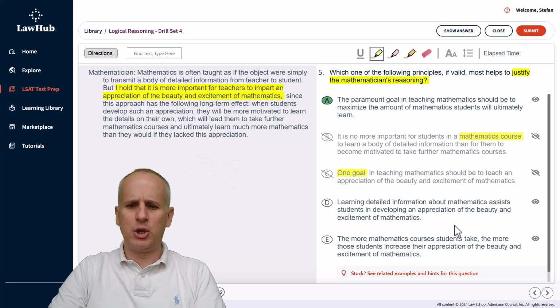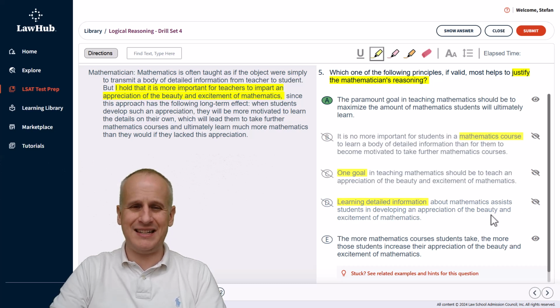Then choice D, learning detailed information about mathematics assists students in developing an appreciation of the beauty and the excitement of mathematics. Again, this is just learning about this detailed information. It doesn't explain why it's more important. So D, very similar to C, doesn't go far enough in supporting the mathematician's explicit opinion or conclusion regarding the importance of imparting that appreciation of the beauty and excitement of math.